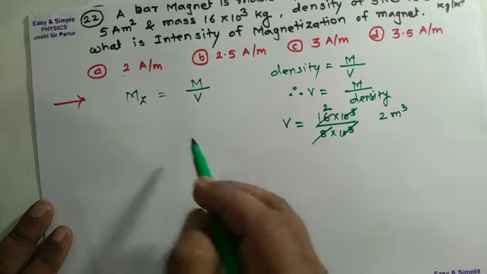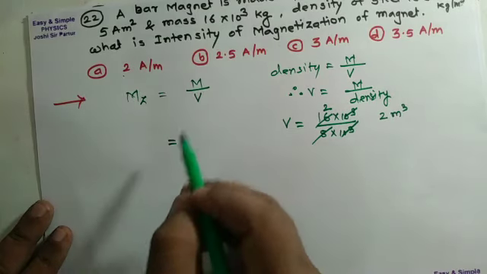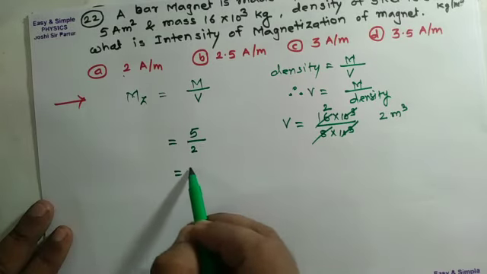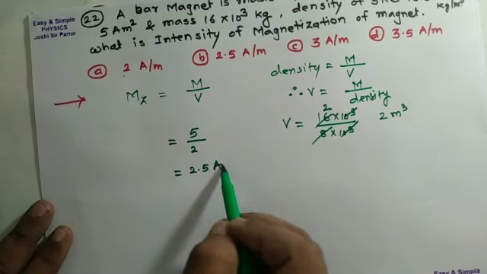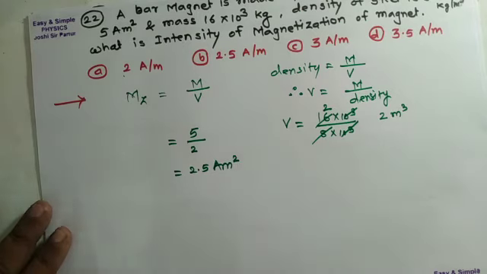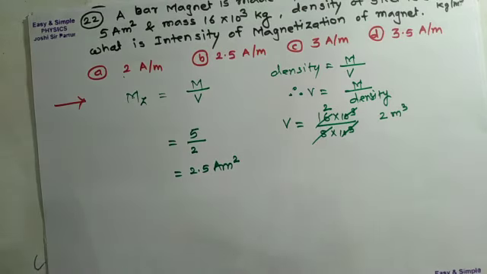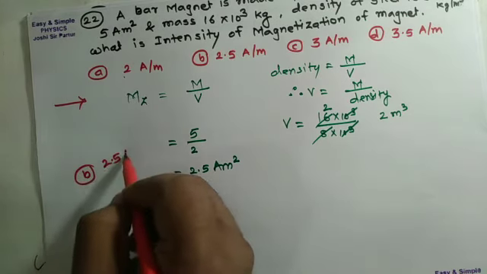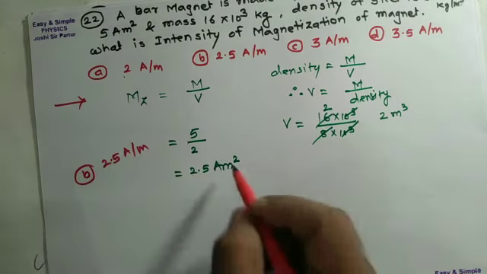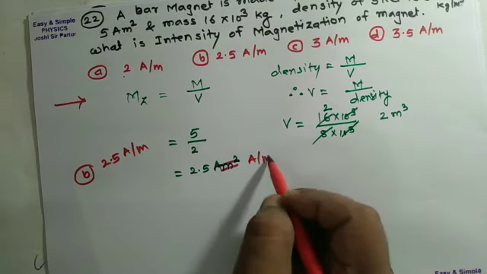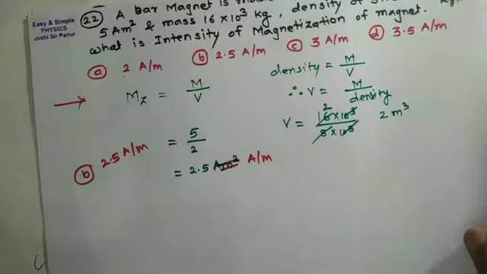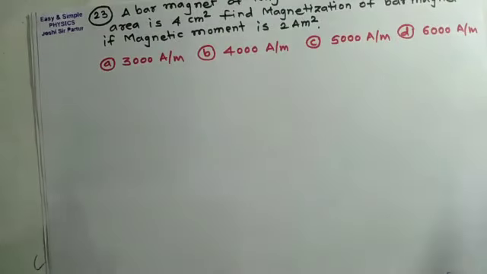So if we substitute the values, capital M will be 5 upon 2. It is 2.5 ampere meter square. So the answer to the given question is option B, 2.5 ampere per meter, because intensity of magnetization is measured in ampere per meter.